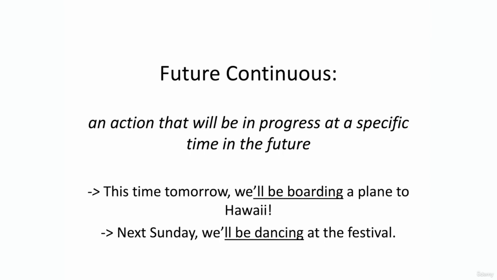We use the future continuous to refer to an action that will be in progress at a specific time in the future. For example, this time tomorrow, we'll be boarding a plane to Hawaii. Next Sunday, we'll be dancing at the festival.